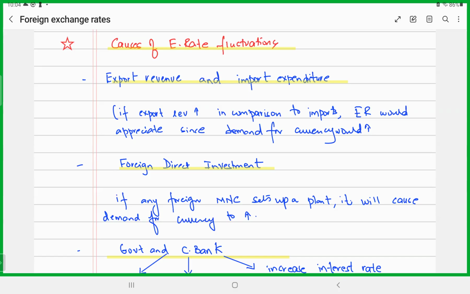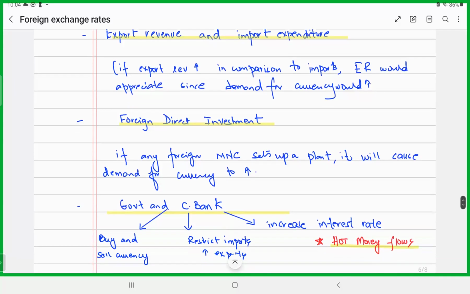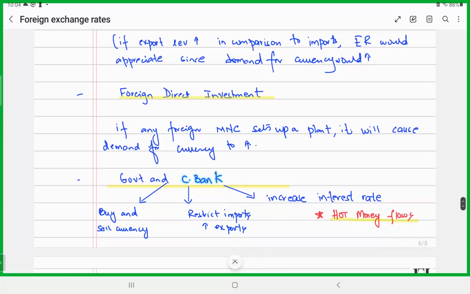The second reason could be foreign direct investment. So, if any foreign multinational company decides to set up a plant in your country, what would happen? The demand for your country's currency would rise, causing the currency exchange rate to fluctuate.